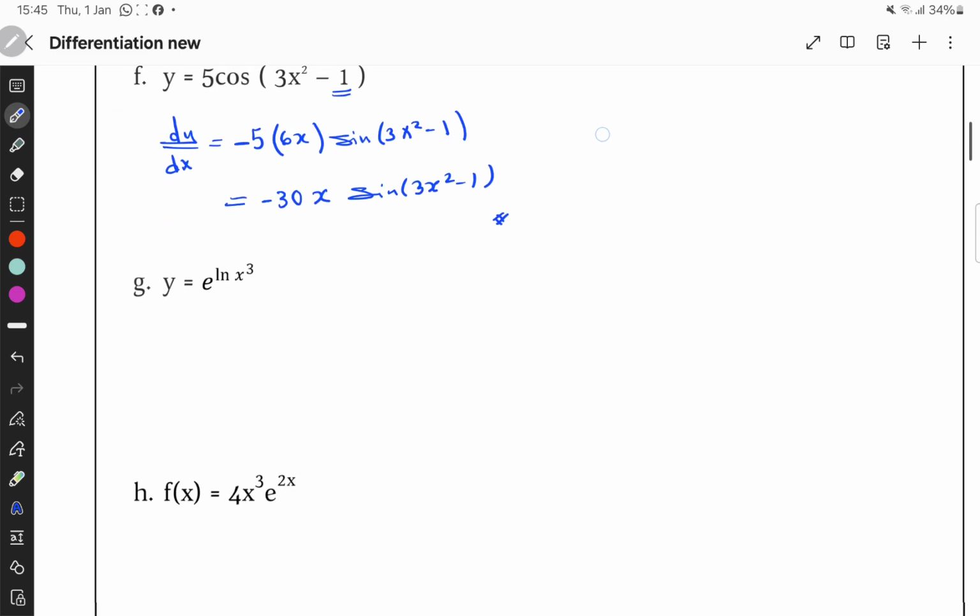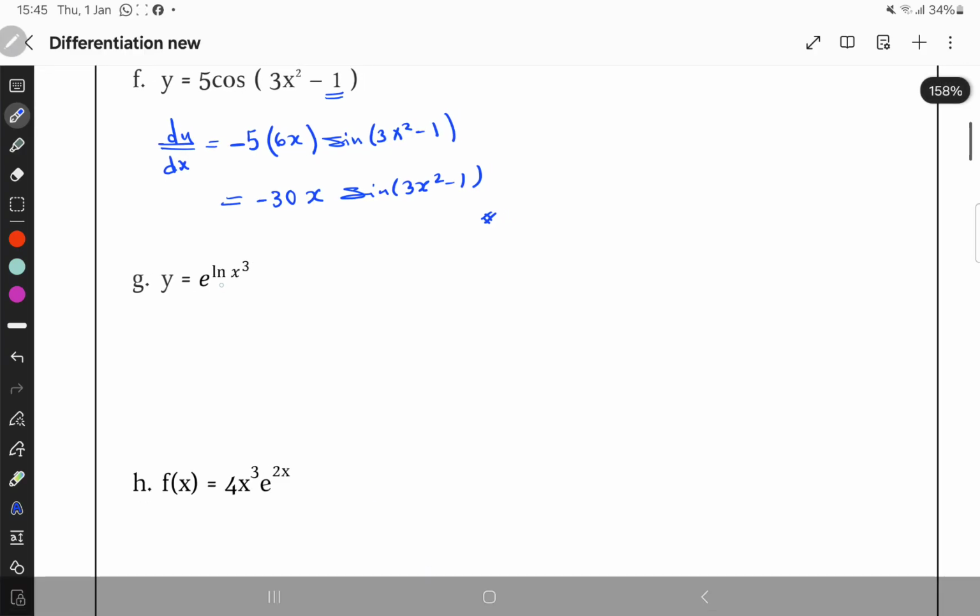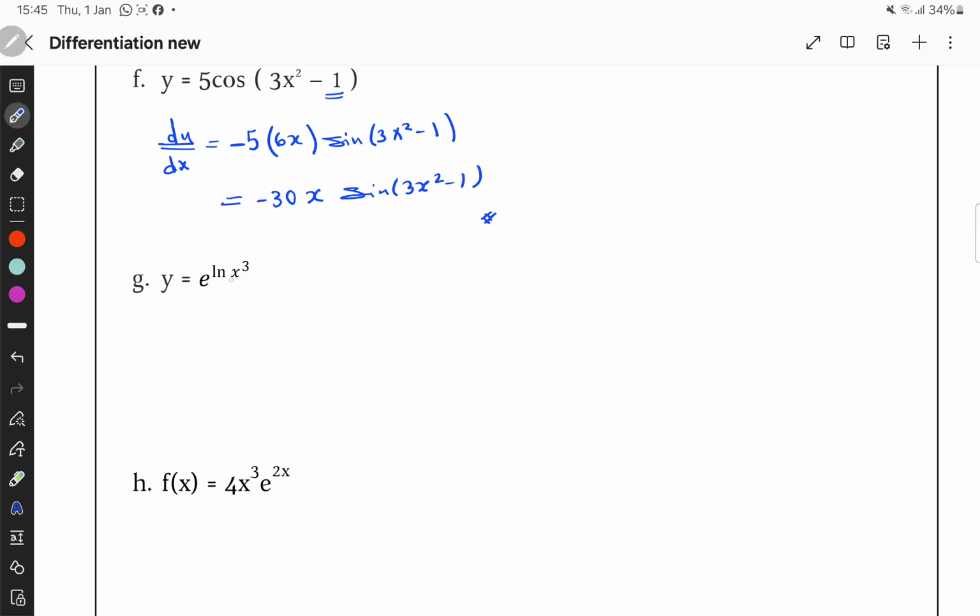Next question, we need to simplify. Why? Because I know from chapter 1 that e to the power ln x cubed cancels. Everyone knows that e to the power ln x will be equal to x. Here, e to the power ln x cubed, so y is equal to x cubed. Now start to differentiate: dy with respect to x equals 3 times 1, so it will be 3x squared. It's finished.